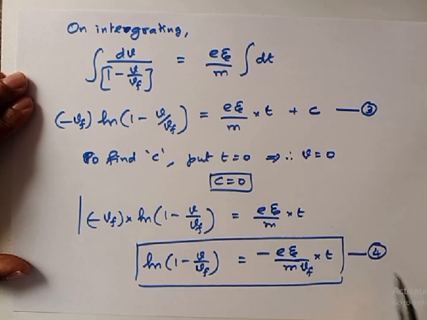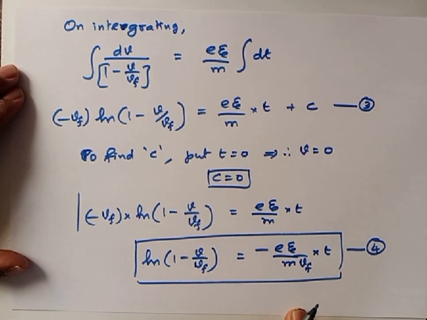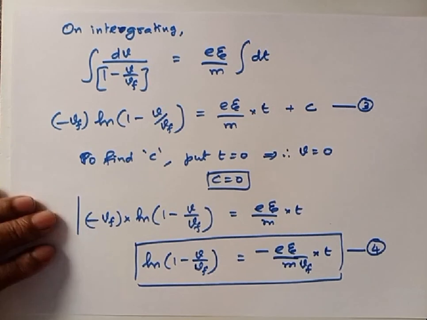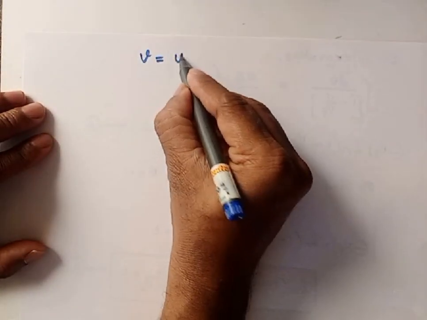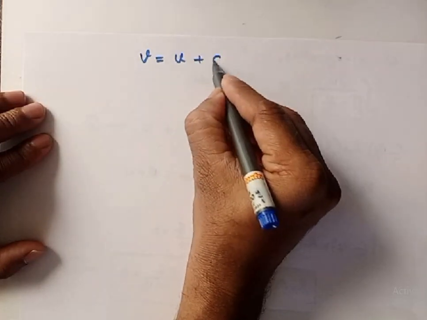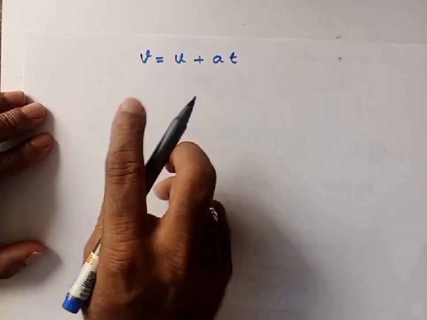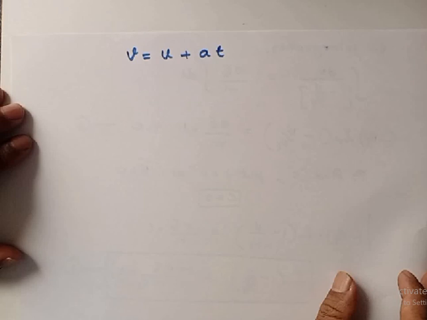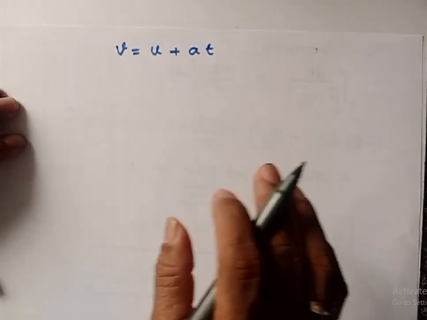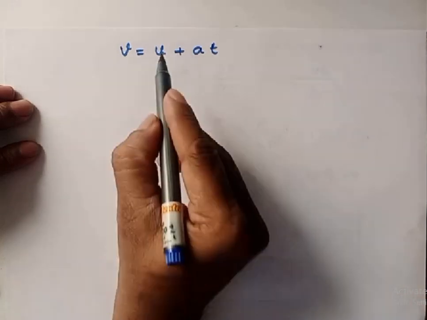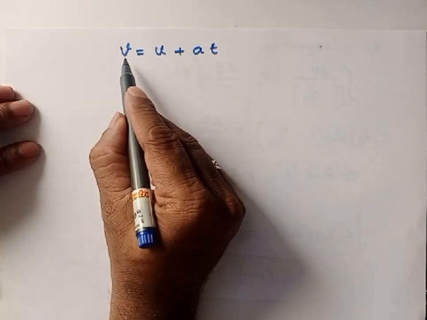Sorry, equation number 4. Running equation is 4. Now, from Newton's law, we know that the final velocity V is equal to initial velocity u plus acceleration into t. V is equal to u plus at is the famous Newton's law, right? Where u is the initial velocity, v is the final velocity.